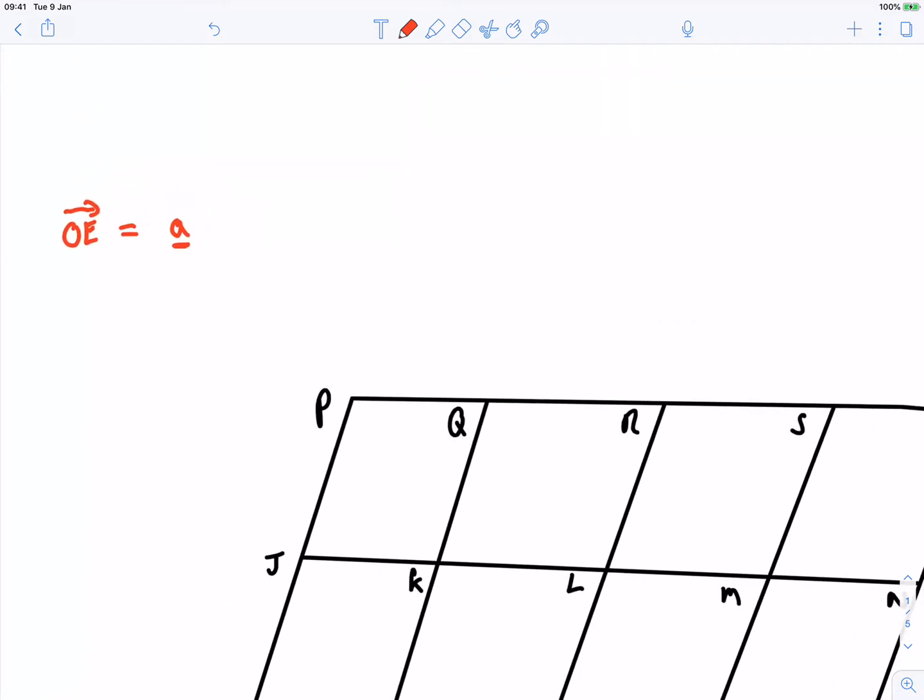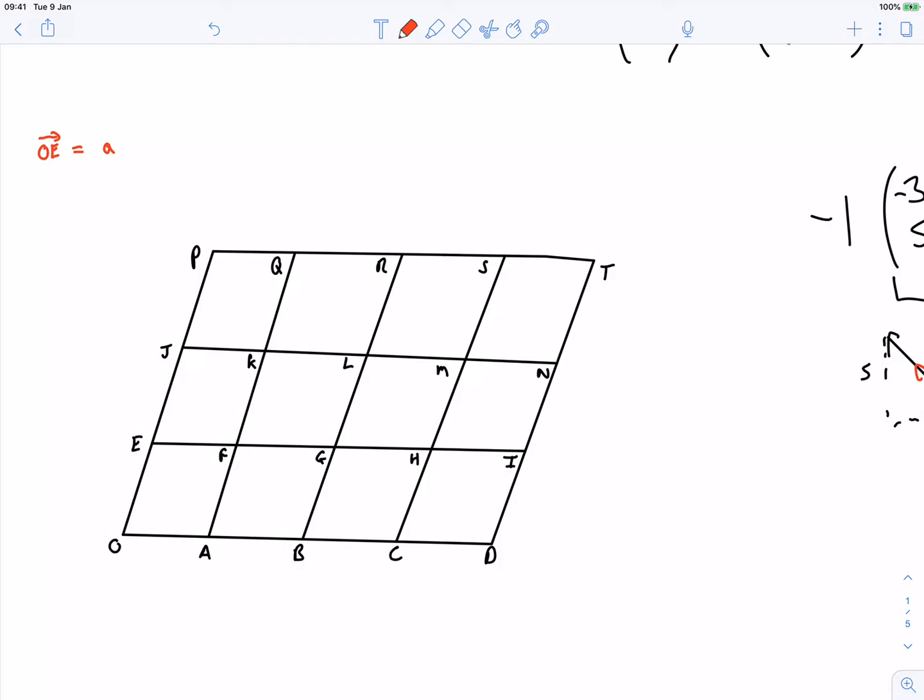Now, this is really important. In some textbooks, they'll just have a bold A, or you could just have a regular A with a line under it. Generally speaking, that's just to denote that you're working with vectors. And to be honest, you don't even have to write the line under it, as long as you keep track that a is not a variable, it's a vector. So from O to E, the vector is a.